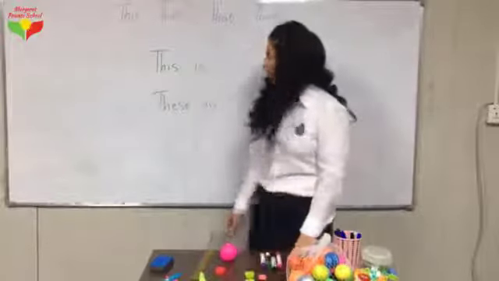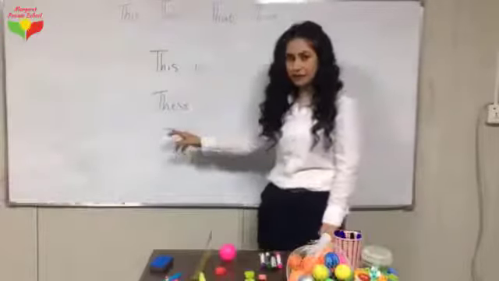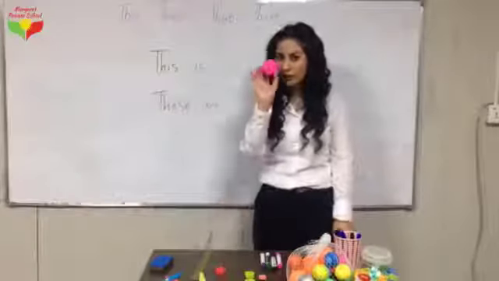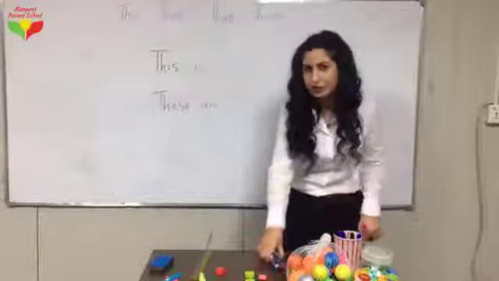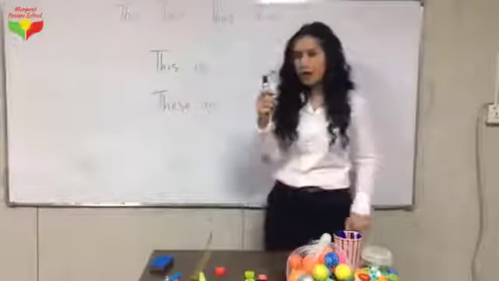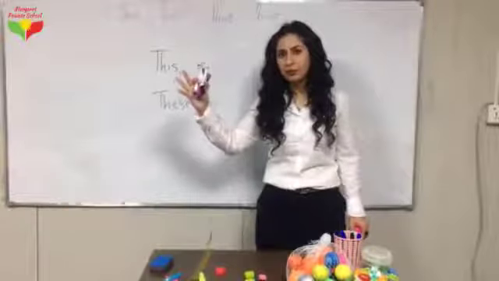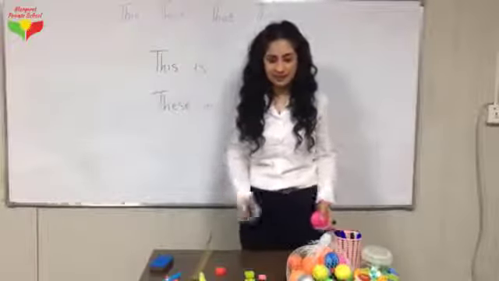Now, can you differentiate between this and these? Yes, of course. We use this to talk about only one thing. We use these to talk about more than one thing. I mean 2, 3, 4 and more. Okay, dears? Did you get it?